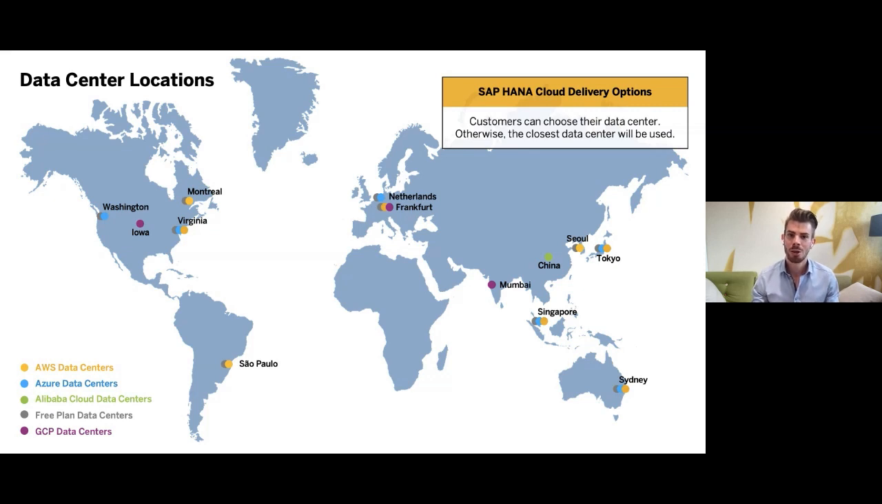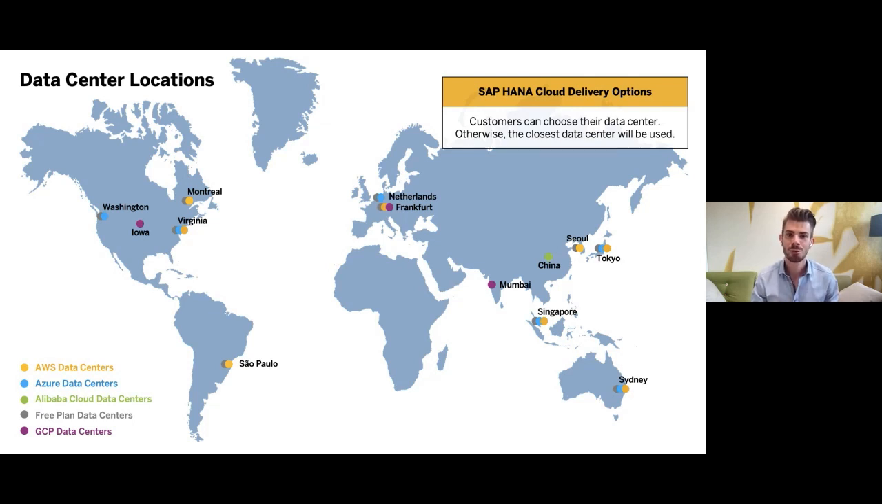Now, as you know, HANA Cloud is in itself a multi-cloud offering, which means we're running HANA Cloud on multiple cloud service providers. Customers can select the service provider of their choice that fits their needs best, that is represented in their locations. But overall, we're striving to provide a very global coverage. So for each individual cloud service provider, we're trying to have data centers spread all over the globe.